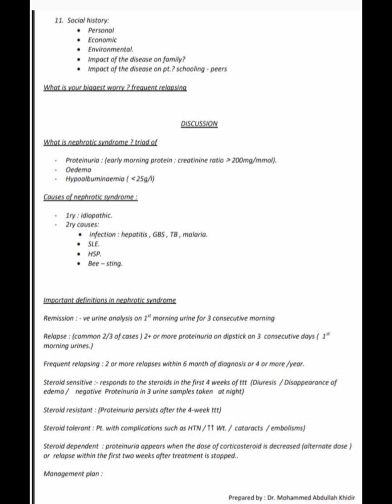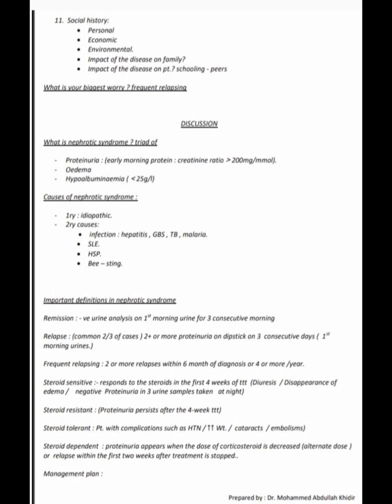Important definitions in nephrotic syndrome. These are: first remission. What is remission? That is negative urine analysis on first morning urine for 3 consecutive mornings. That is remission. Relapse. What is relapse? That is 2 plus or more proteinuria on dipstick on 3 consecutive days, first morning urines. Frequent relapsing is 2 or more relapses within 6 months of diagnosis or 4 or more per year.